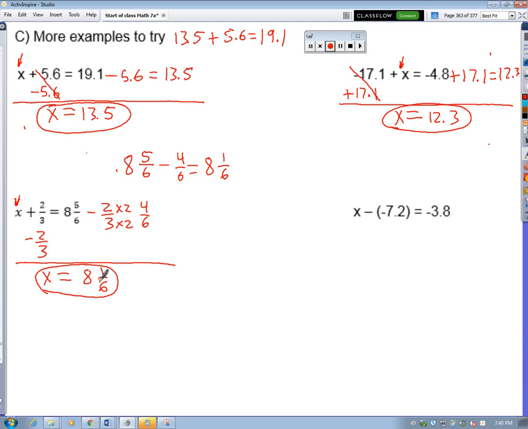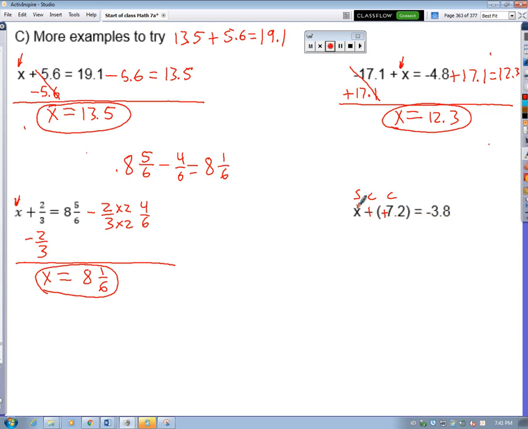Alright, one more example for you. Look over here. We got a subtraction sign. To make life a little bit easier now that you guys are getting into some more complicated math, bust out that same change. That's going to help you out quite a bit. Do that first when you see that subtraction sign. So that's going to turn into plus. That's going to turn into a positive. Now we just have x plus regular 7.2 equals negative 3.8.